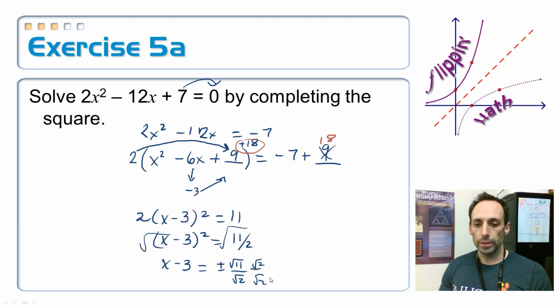And when I do that, I'm going to be left with, x equals, I'm going to go ahead and add the 3 over. Hopefully combining these steps isn't going to confuse you too much. I just added the 3 over. Still have plus or minus. And now when I clean up this square root business, I have the square root of 22, multiplying those together, over 2.